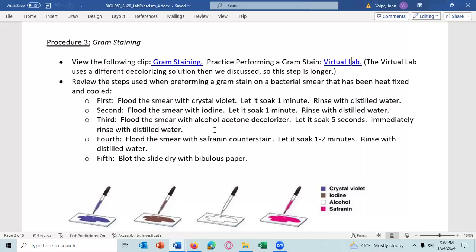All right, so the gram negative cells after the decolorizer will be clear. We want them to be stained so they're easier to view. So we apply the counterstain, and for the gram stain, the counterstain is always safranin. And once again, you let the safranin sit on the cells for about 1 minute, then rinse with distilled water, blot the slide dry, and then look at it under the microscope.